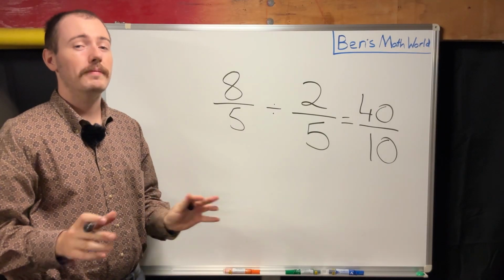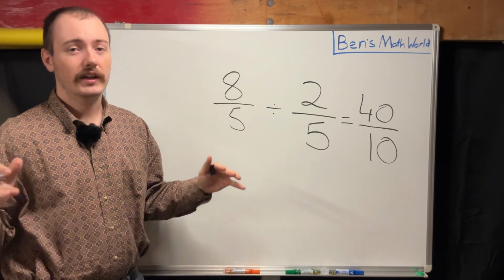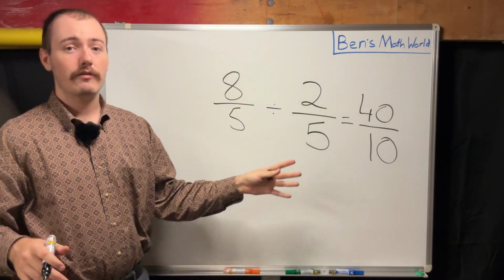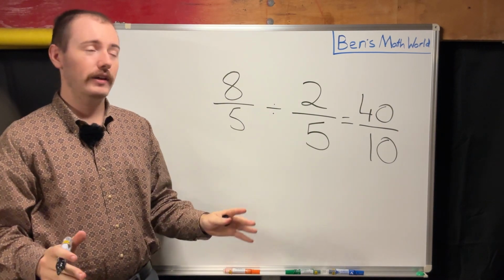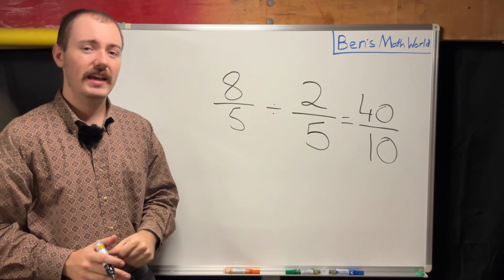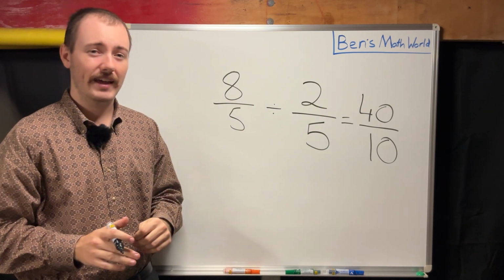So now we have an answer, but remember, we have to simplify. If we don't simplify, we're not going to get that A, okay? So now we've got an answer, but we're not going to get an A if we don't simplify. So we have to simplify this fraction. Now, can you find 2 common factors in 40 and 10?